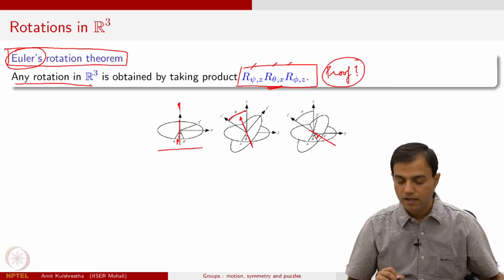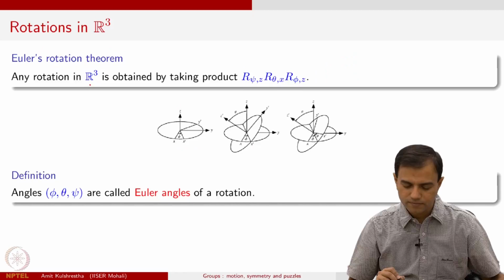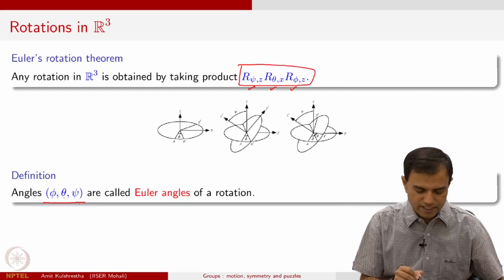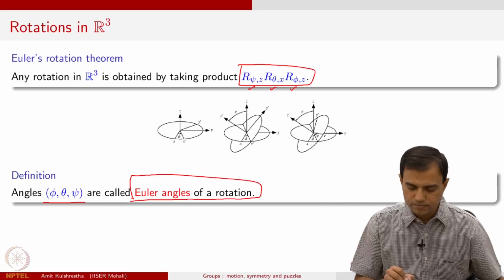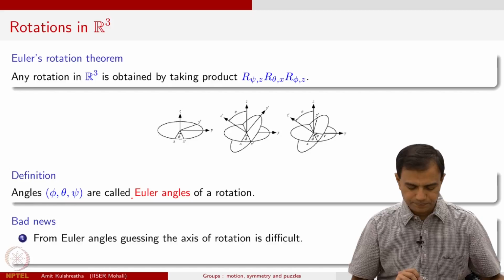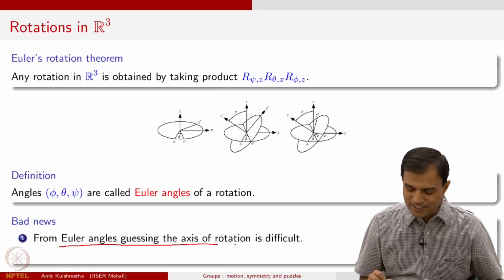What's the problem with this approach? Well, there are many, not just one. So if my rotation is expressible in this form, then these three angles phi, theta and psi are called Euler angles of the rotation. That's a very classic way of understanding rotations. However, if you want to do calculations, it doesn't go too far. So that's a bad thing, right? From Euler angles, guessing the axis of rotation is very difficult.